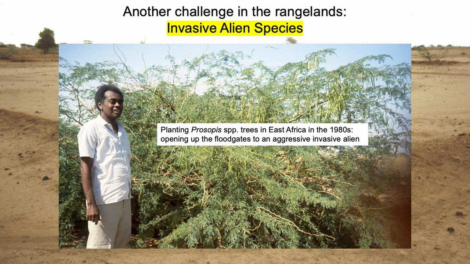One of the biggest current challenges in the rangelands is invasive alien plant species. Now here's a picture of a development initiative that went all wrong. The prosopis tree, originally from southern USA and Mexico, was planted widely in East Africa in the 1980s, but it ran riot, and by the 2010s it had colonized huge areas.